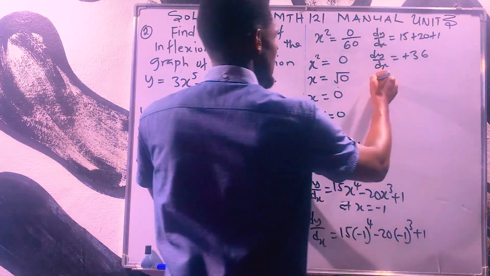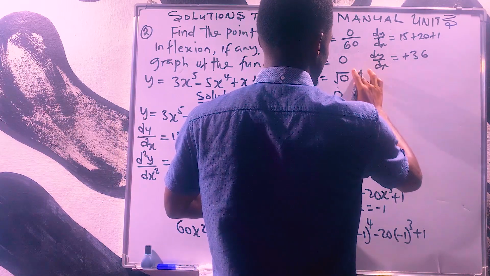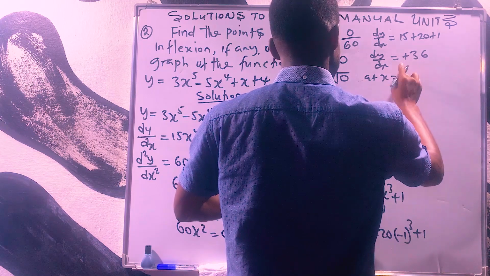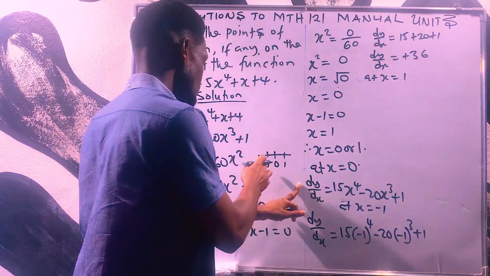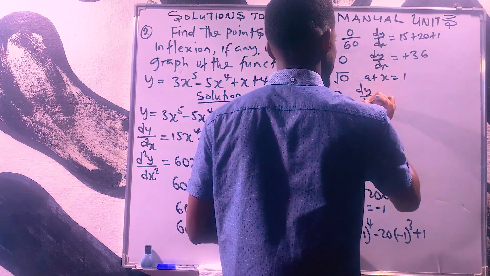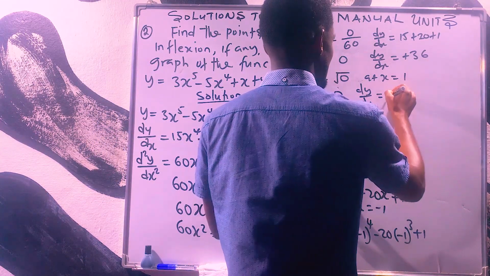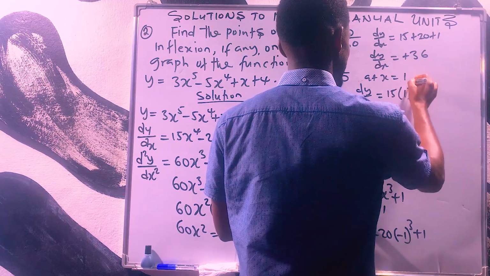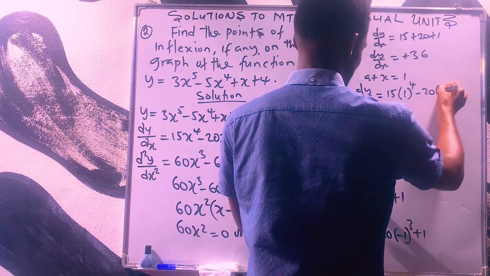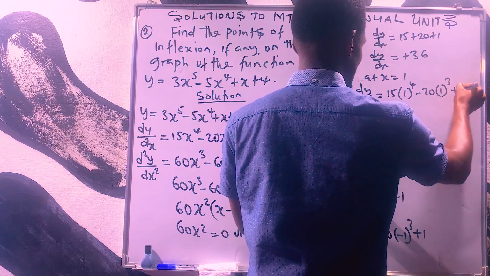So dy/dx will be at x equals 1. Sorry, we put minus 1 before, now let's put 1. So we have that dy/dx will be equal to 15 into 1 raised to the power of 4, minus 20 into 1 raised to the power of 3, plus 1.